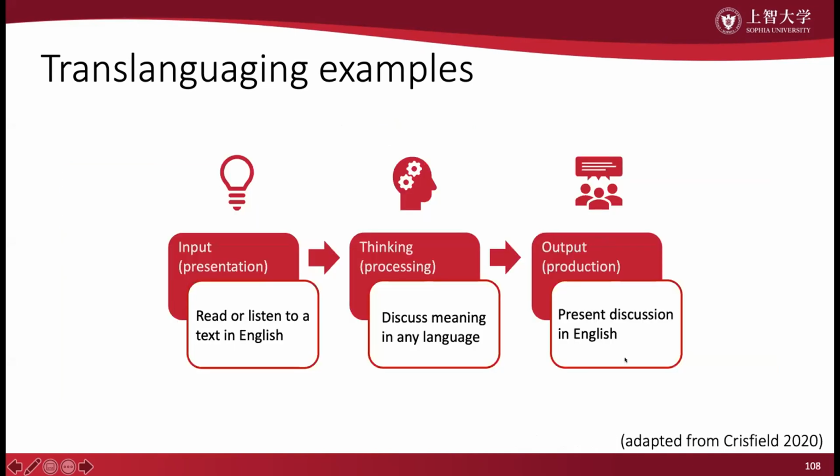And we can also see examples in terms of the PPP, or presentation, processing, and production, that I mentioned. So for example, read or listen to a text in English and discuss the meaning in either language, and then present the discussion in English.